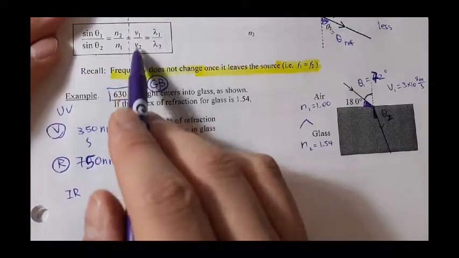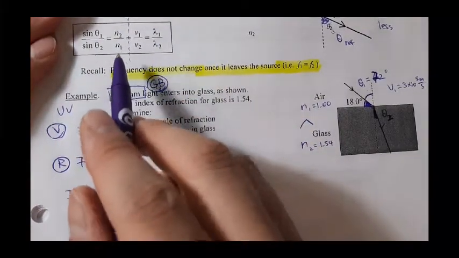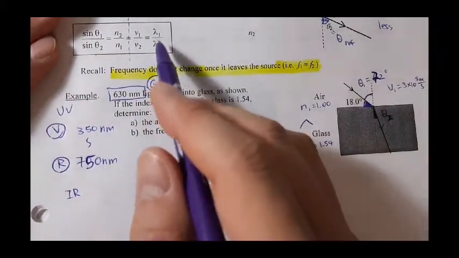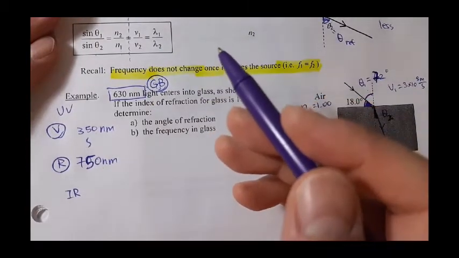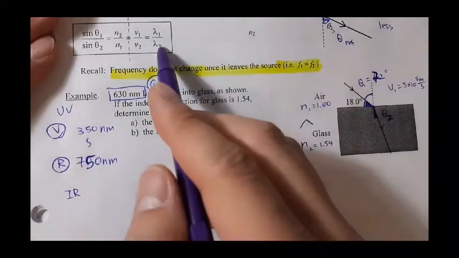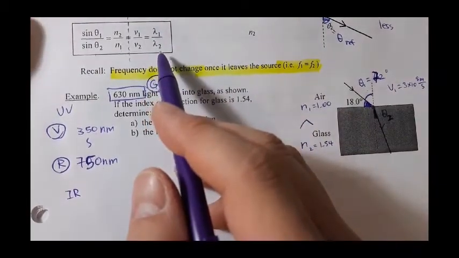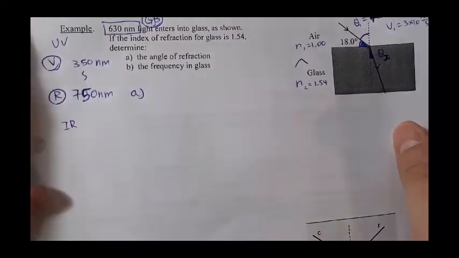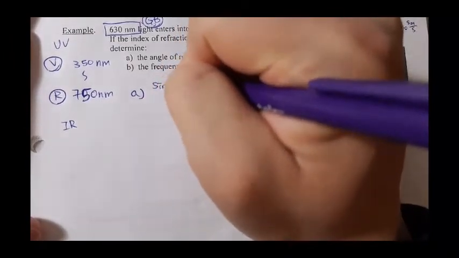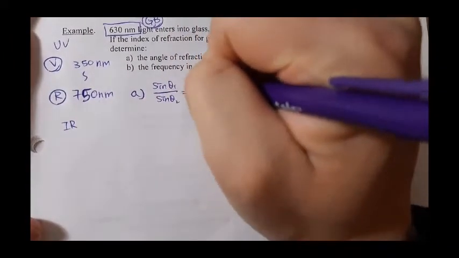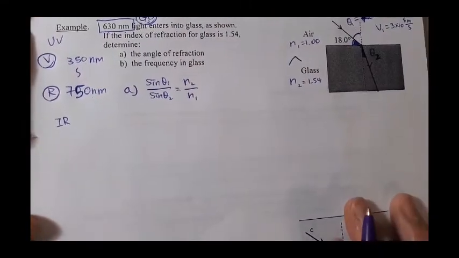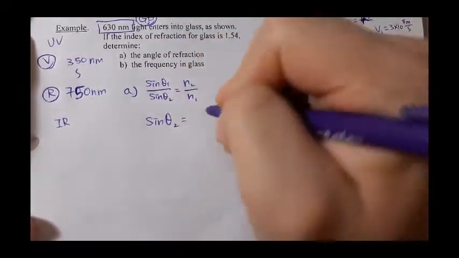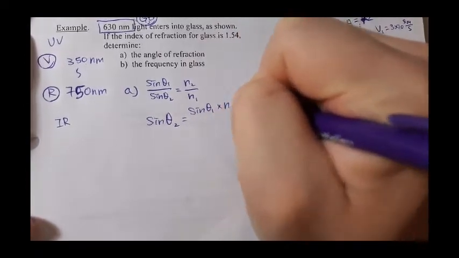We can find velocity and use it, but why bother with a two-step method when you can do one step? And even if wavelength is given, I'm not going to find the whole wavelength again unless it's asking specifically. So I'm going to use the sine and n part of the formula: sine theta 1, sine theta 2, and n2 and n1. I'm going to isolate everything. Sine theta 2 is equivalent to sine theta 1 times n1 over n2.